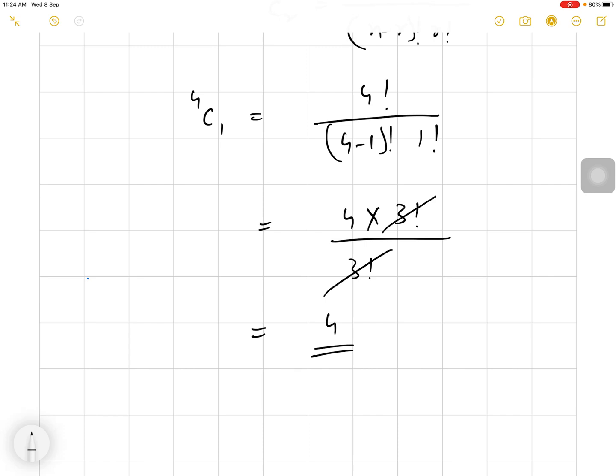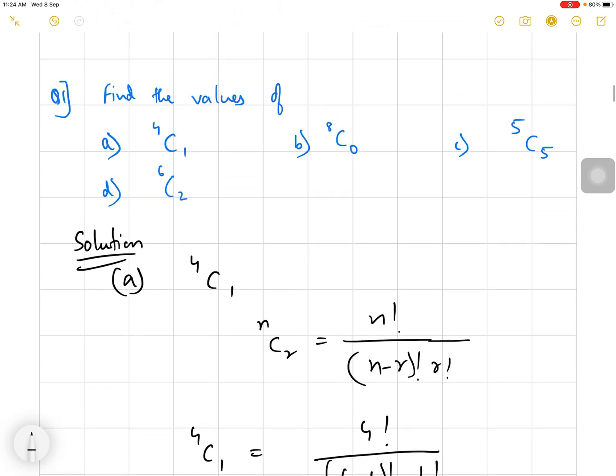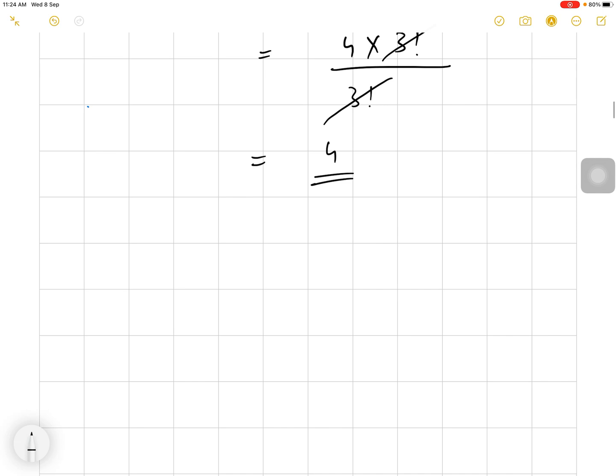Okay, let's see the second problem, which is 8C0. If r is equal to 0, the answer is always 1. But still, let's solve it. We'll use the formula and we'll solve.